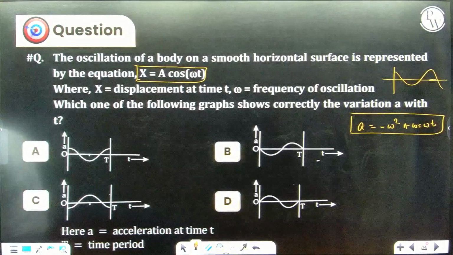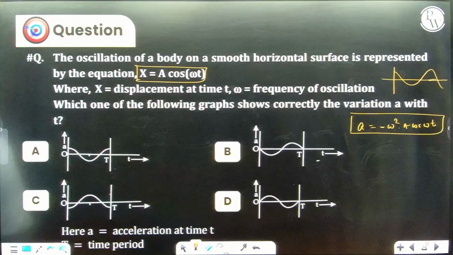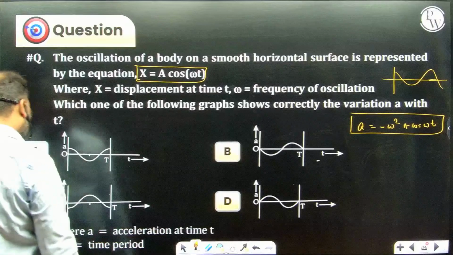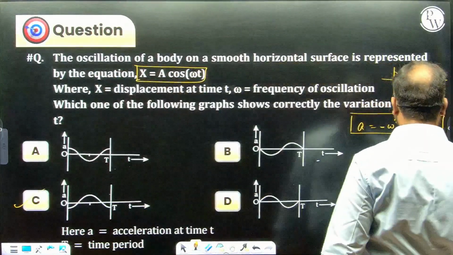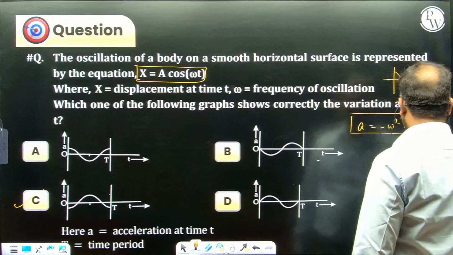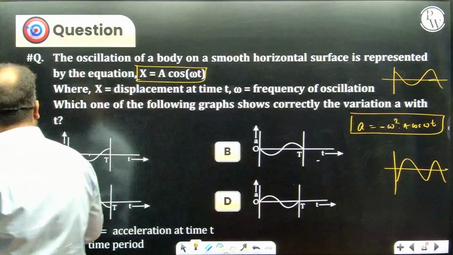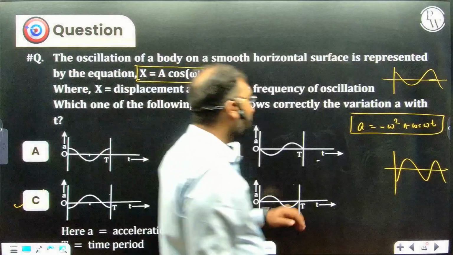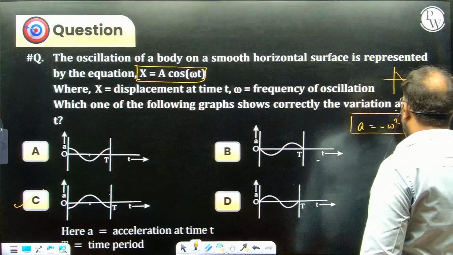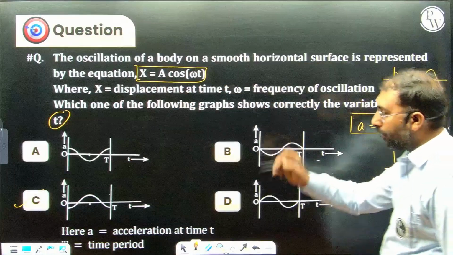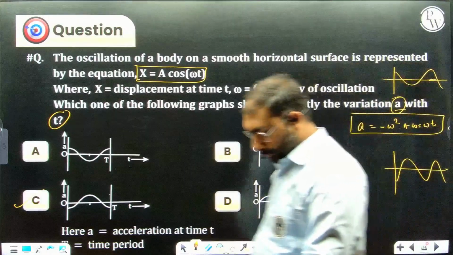Let me check the answer for this one. Yeah, definitely C only. Option C, Chennai, is the correct answer. Inverted cos function, okay? If I just invert it, it will start from here and go like this. So C is the correct answer. You can see how I have done this question. They were asking us to find the graph between a and t, so I wrote a mathematical function which connects a and t, and then drew a graph for that. This is how you can approach this kind of problem, okay?